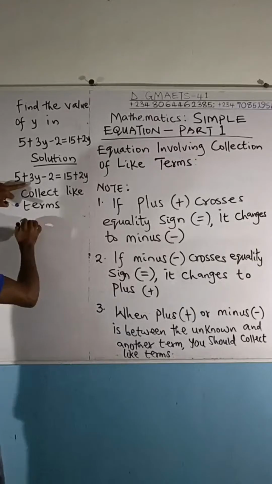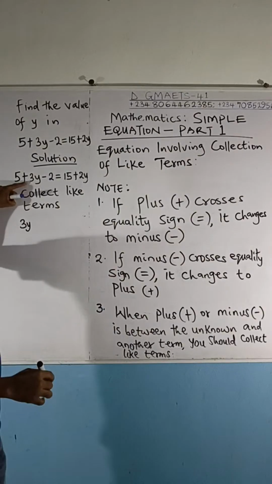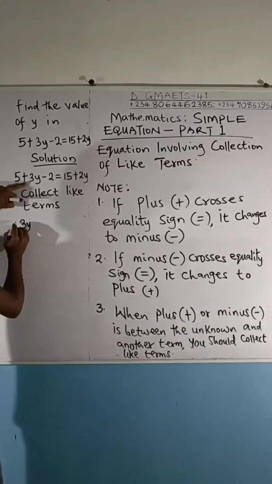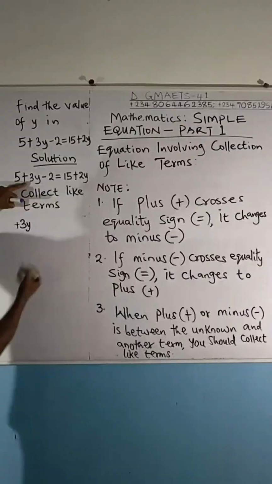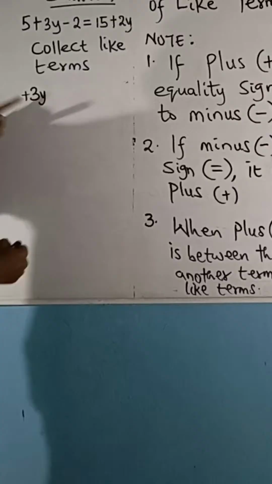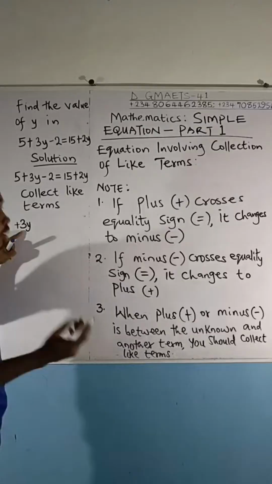So just write 3y plus 3y. Write that 3y. If you want to write plus 3y, the choice is yours. Okay, let me just leave it as plus 3y. But plus 3y is the same as 3y.